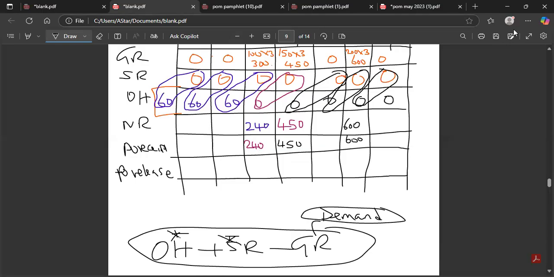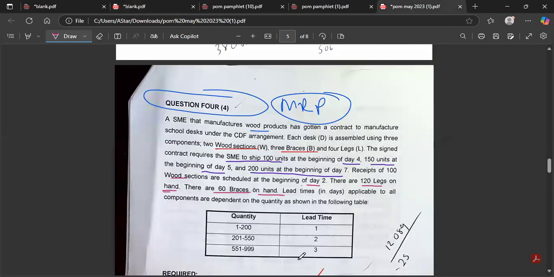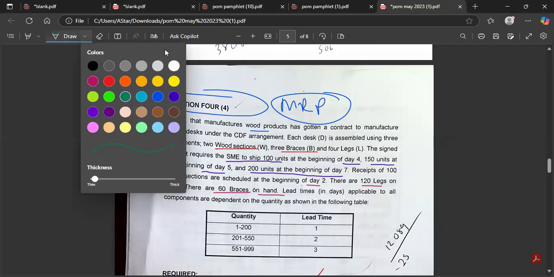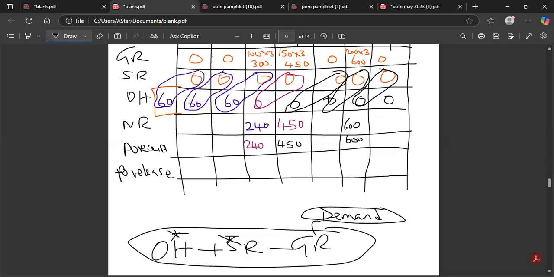So the 240 is where? Check the lead time. 240 is, the lead time is 2, right? So you take it backwards twice. So for you to have a receipt in that week, meaning this one would have been released, would have been released what? Would have been released 2 weeks before. So this one, 2. So 240 comes here.